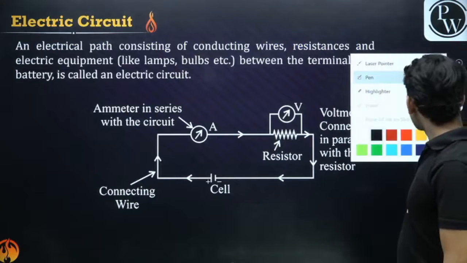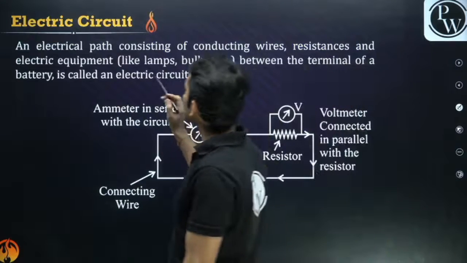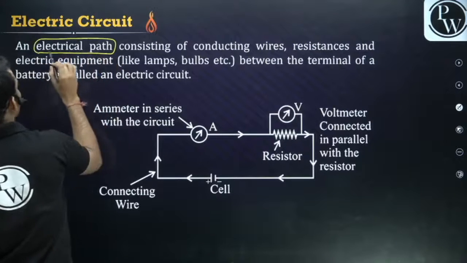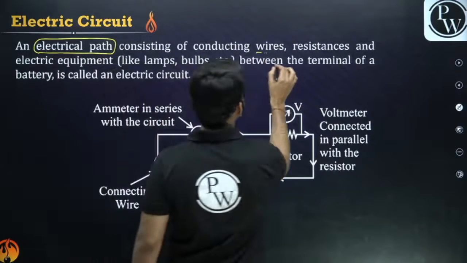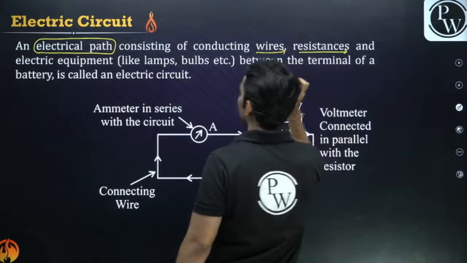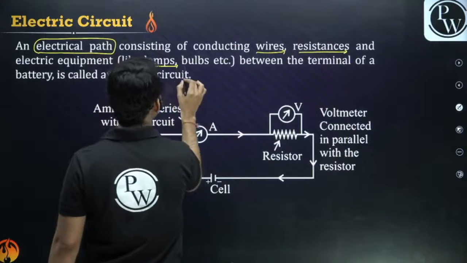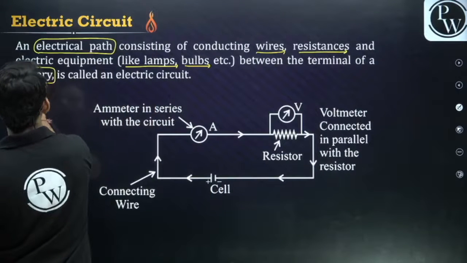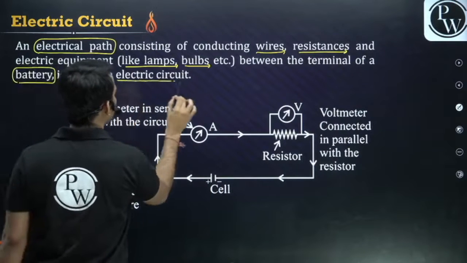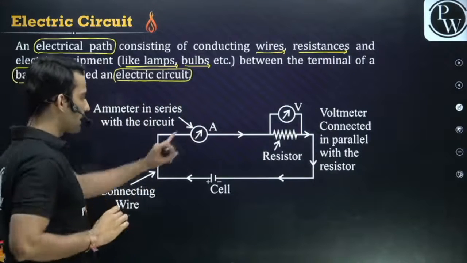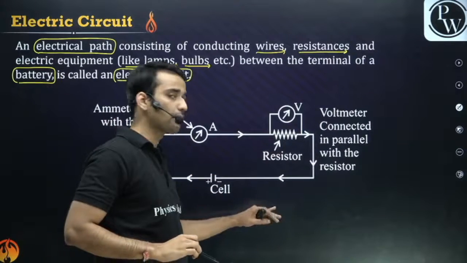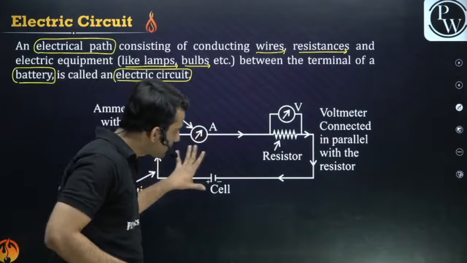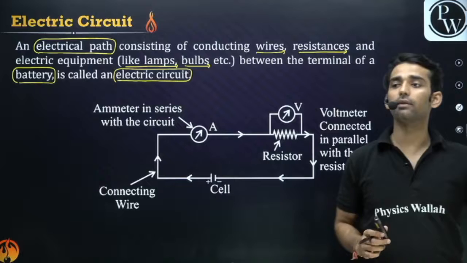Now, what is an electric circuit? As I have told you, it is an electrical path, guys. It consists of wires, resistances, and electrical equipment like bulbs and lamps between the terminals of a battery. All these electric components make the electric circuit. We have an ammeter, a cell, a resistor, we could also have a key, and a bulb. All these elements combine together to give an electric circuit.